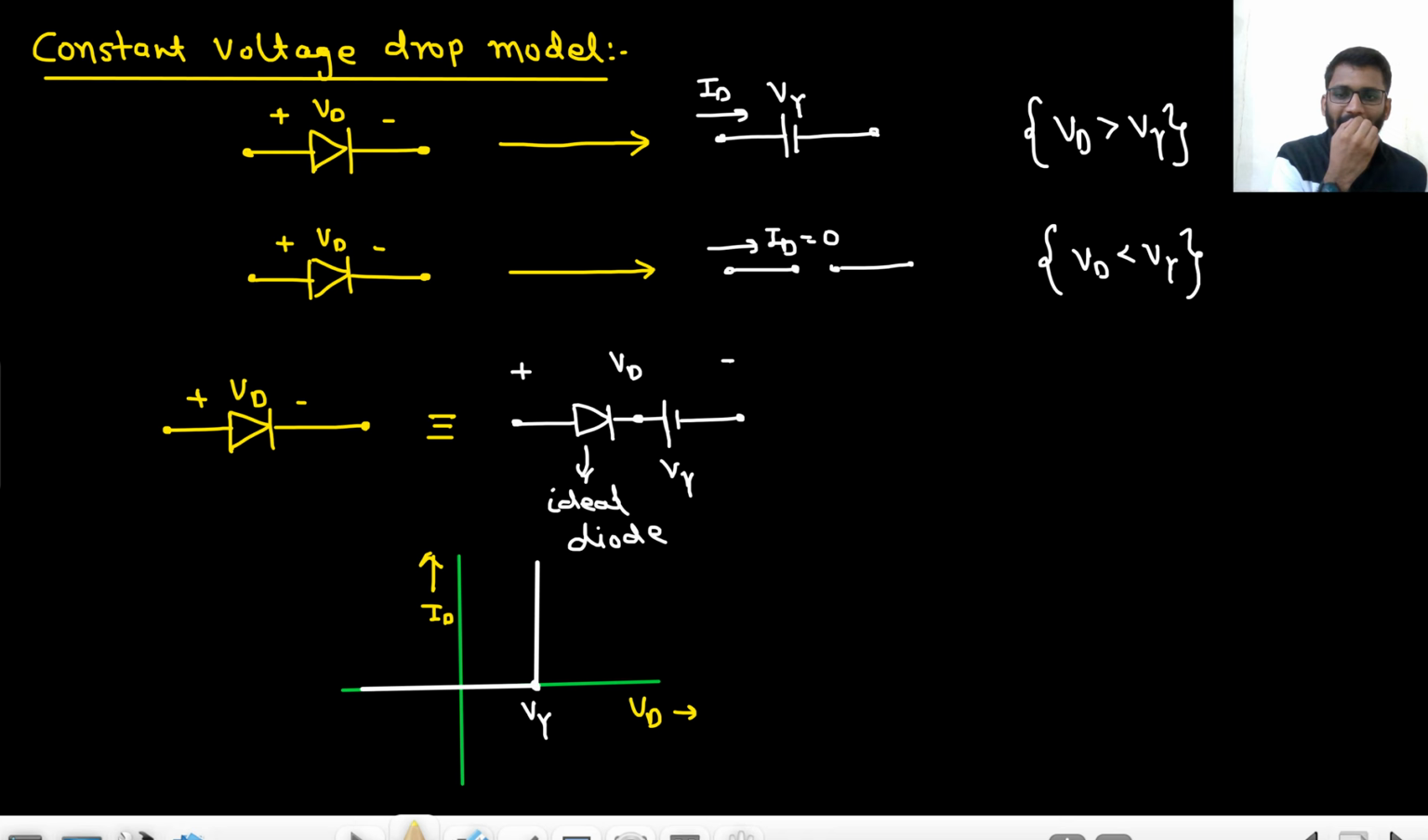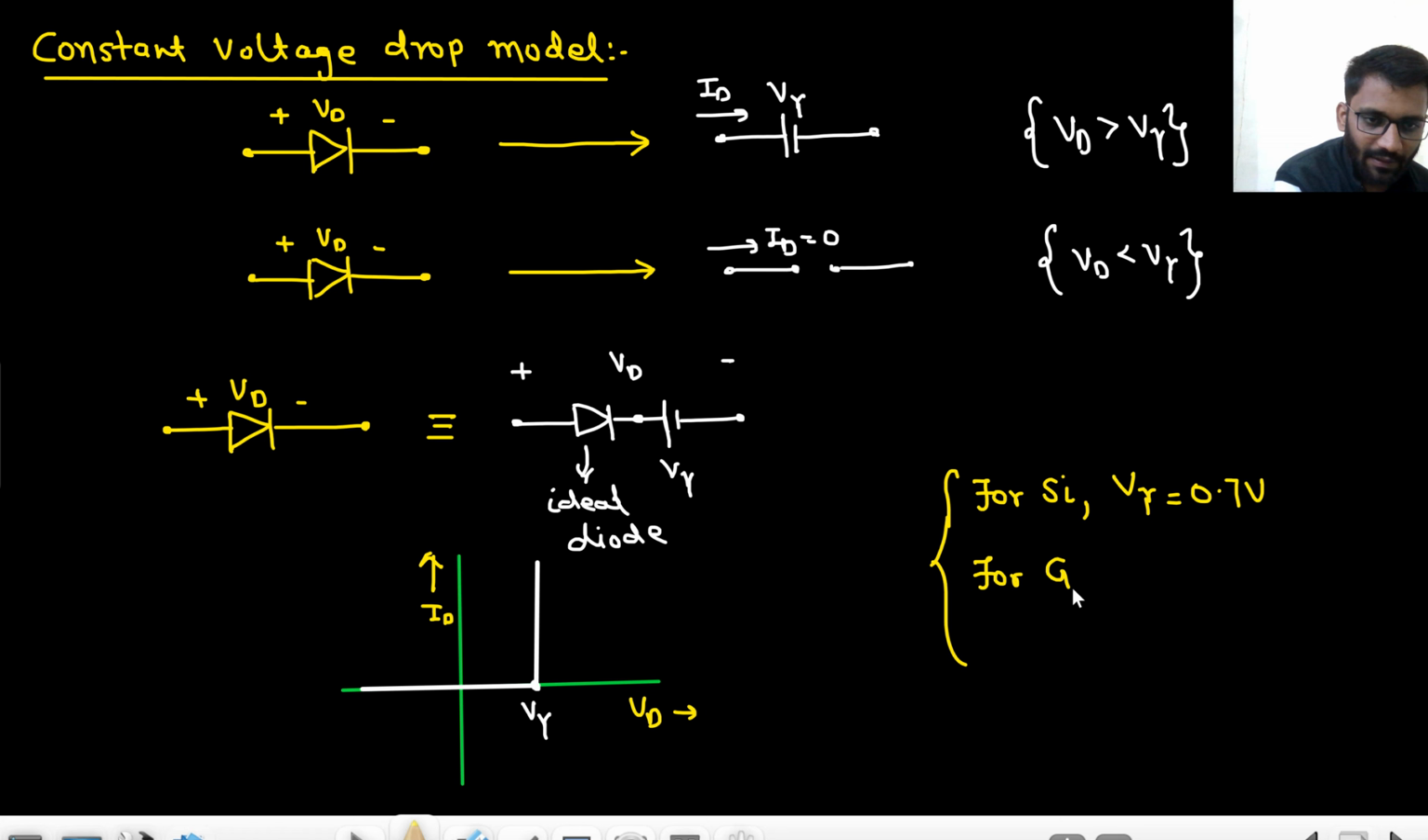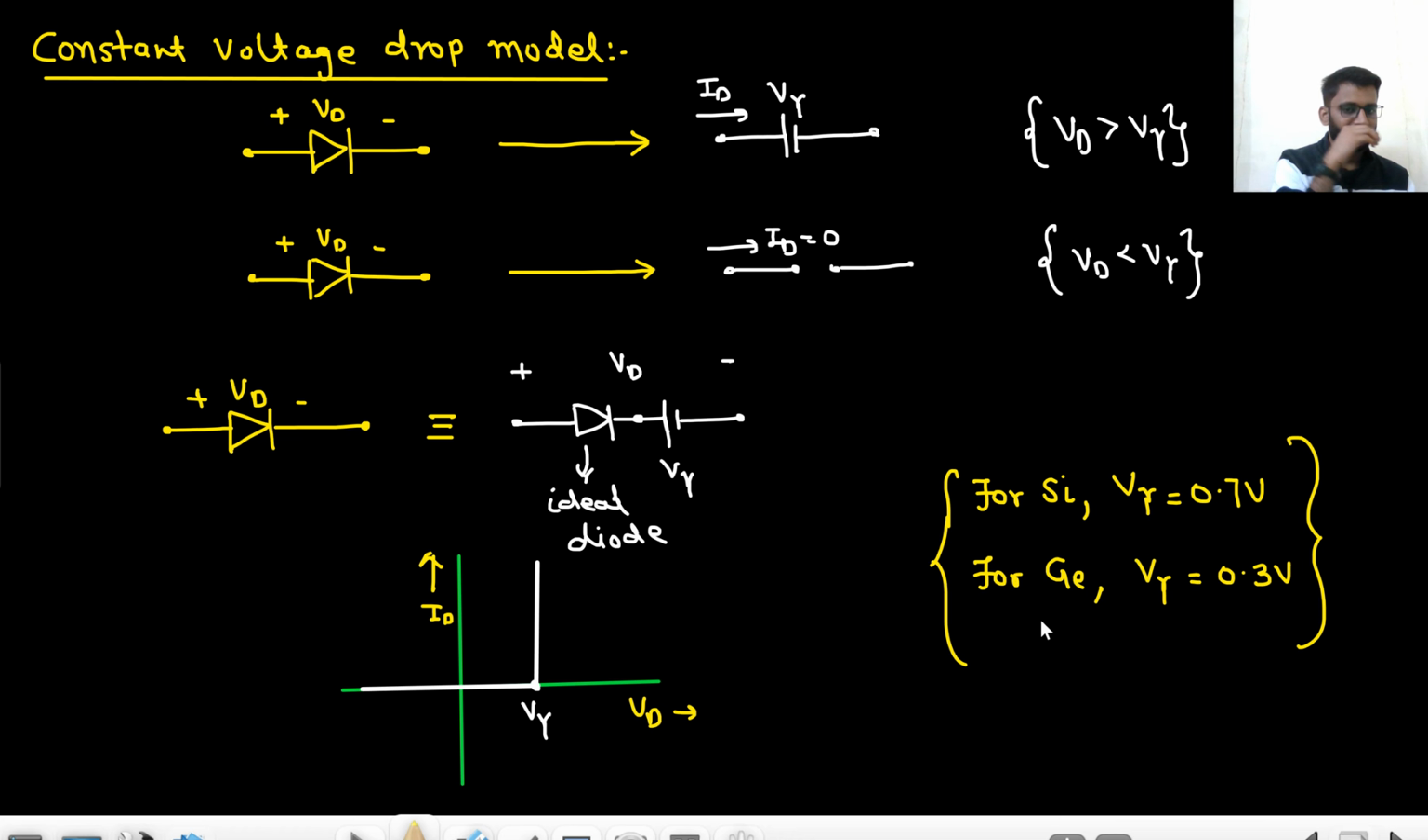Now the third case. One thing I want to tell you is that here also we can write: for silicon, what is the V gamma, and for germanium, what is the V gamma? Sometimes they can just write that it is a silicon diode, so you have to assume V gamma there. That is 0.7 volt. And for germanium, V gamma is 0.3 volt. So just remember it, because sometimes they will not give you the value of V gamma. They will just write that this is a silicon diode, this is a germanium diode.